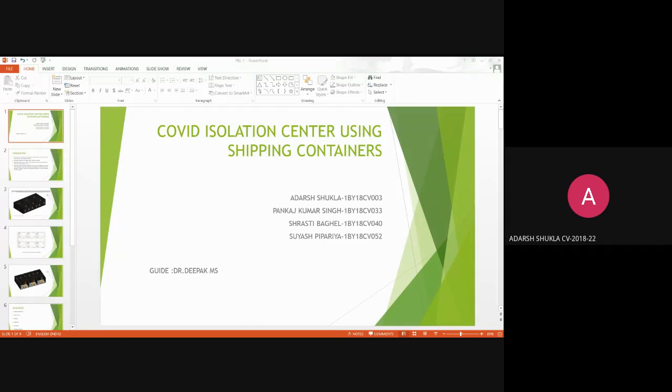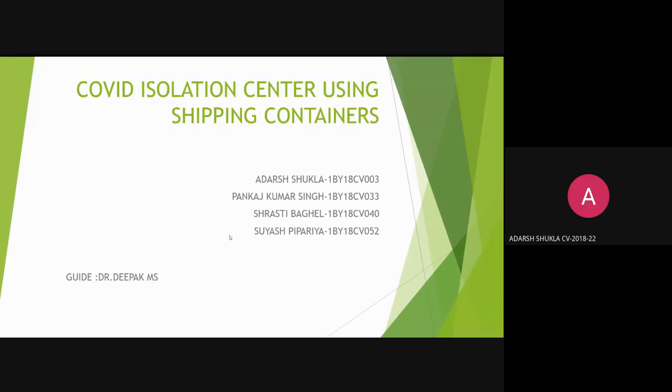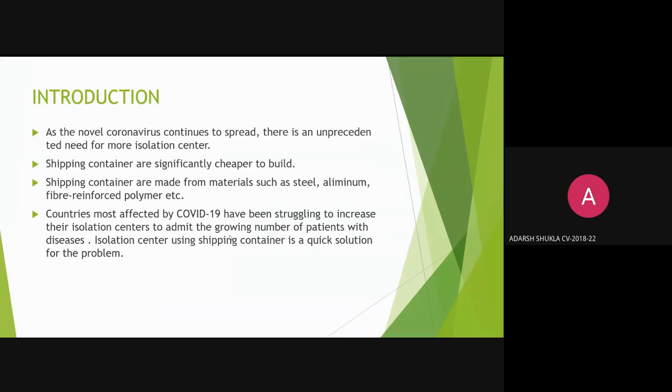So, as we know, coronavirus is spreading exponentially. The need for isolation centers has increased. Our healthcare sector was in a fragile financial state during pre-COVID times. Government agencies are facing a lot of difficulties, so we came up with the idea of using shipping containers, with certain modifications, as isolation centers.